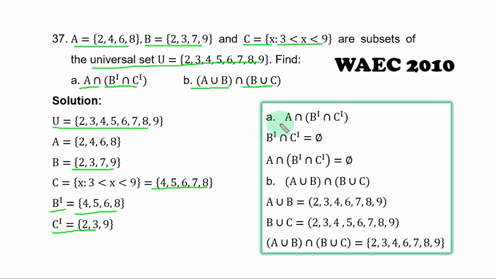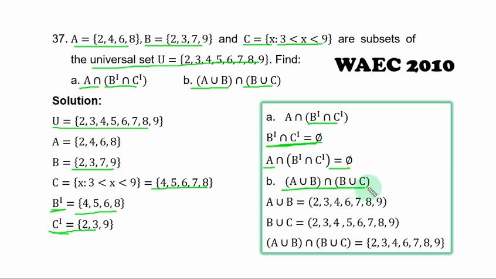A part of the question, we have to get B complement intersection C complement first. So you compare this set to this set. They have no element in common. That means the intersection is an empty set. If you compare this set with set A under intersection, there is no common element because of this result. So you also have an empty set.